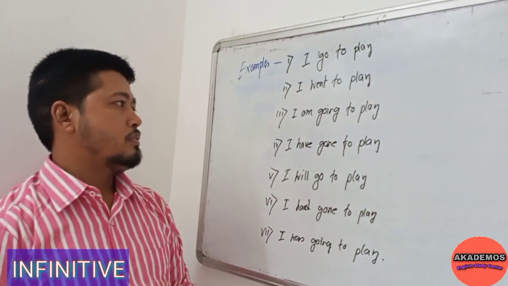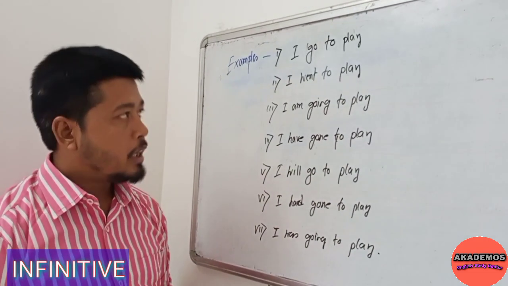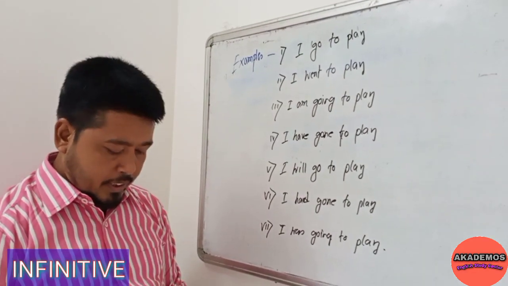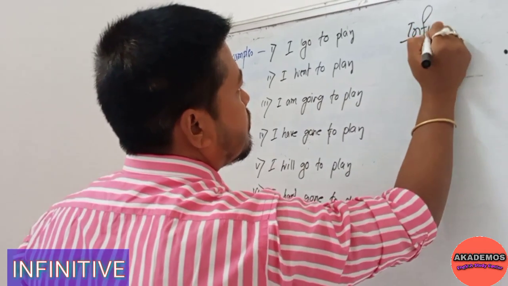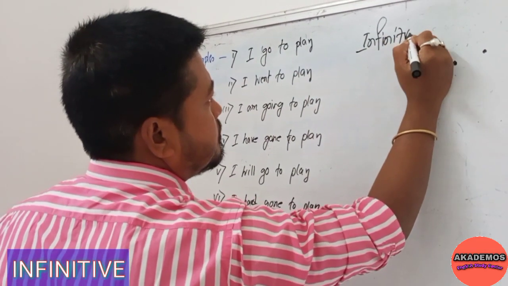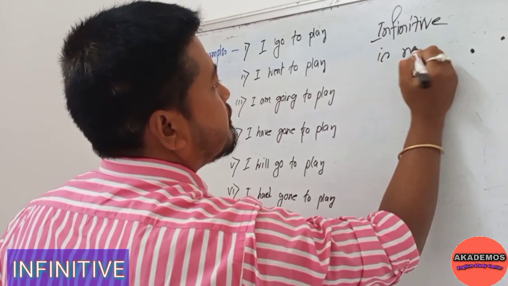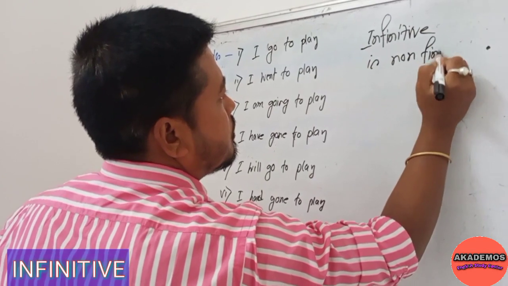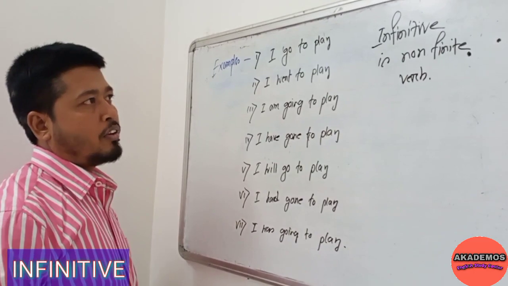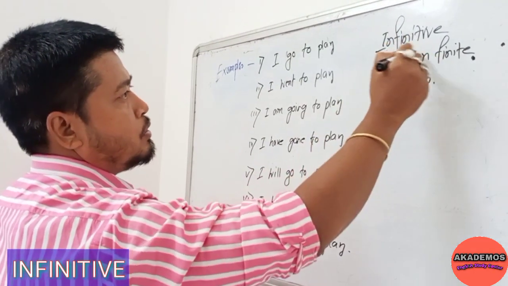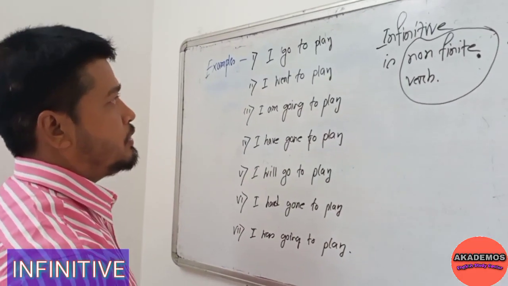Let us take the examples. Non-finite verb should be given importance, because infinitive is a non-finite verb. So you should understand what a non-finite verb is. Without understanding non-finite verbs, you cannot go into the analysis of infinitive.